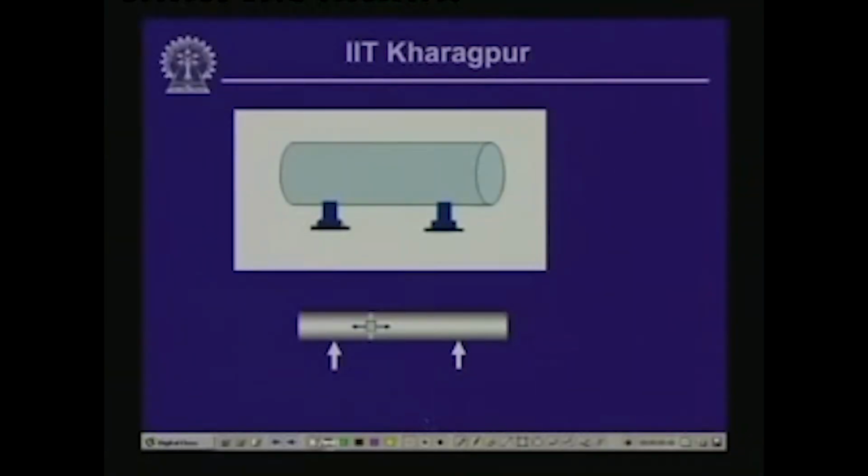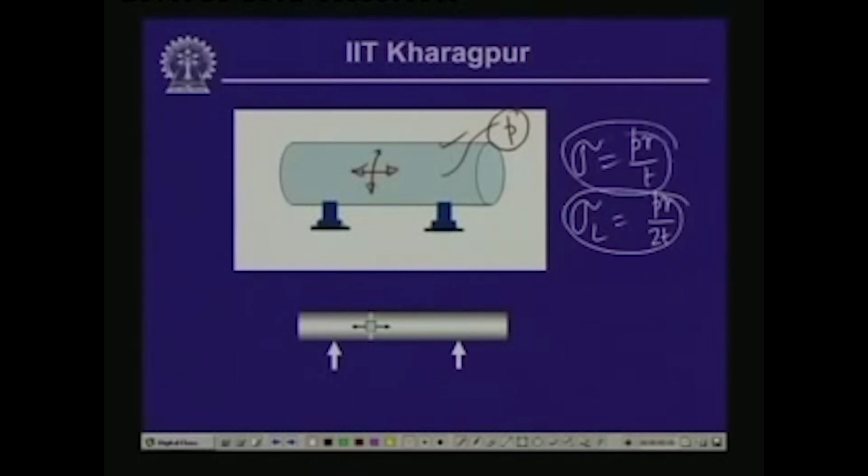Now, let us look into another example wherein we come across the combined loading actions. Now, we have already seen earlier that if a pressure vessel is subjected to internal pressure P, then how do we compute the longitudinal stress and the circumferential stress, which we have called a hoop stress, circumferential stress sigma as PR by T, and the longitudinal stress which is equal to PR by twice T. Now, these stresses we have computed individually for the pressure which is acting inside.